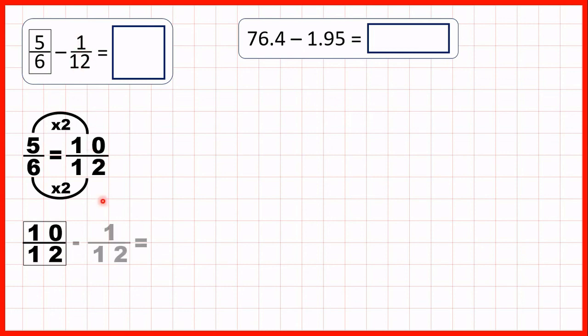And we're subtracting 1/12. So now we have a common denominator. So the denominator stays the same in our answer, and 10 minus 1 is 9. So our answer is 9/12.